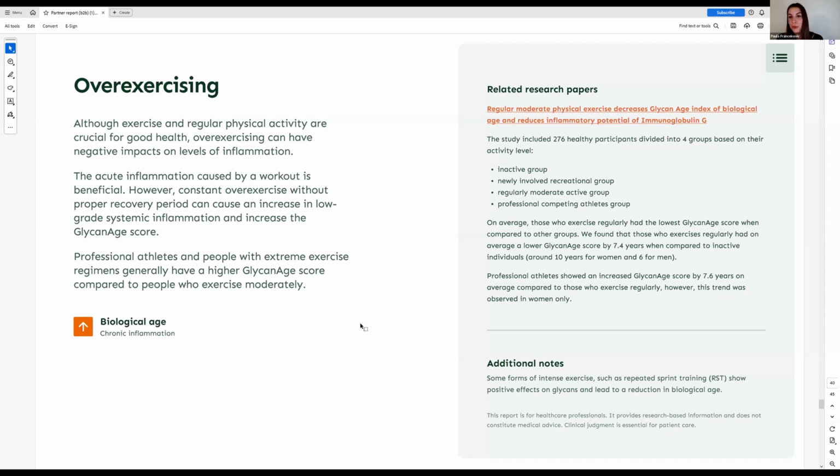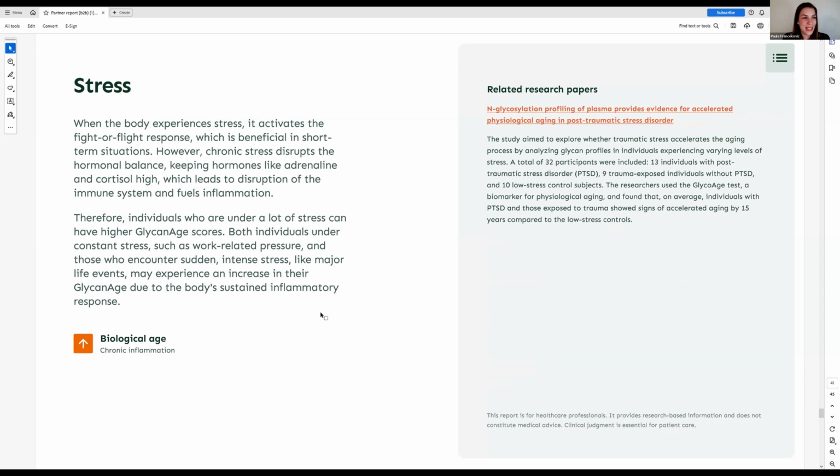I typically communicate it in a way that sets up an experimental period. If they reduce the exercise load, and focus on getting more recovery and better sleep quality for 3 months, we can measure the GlycanAge again and see if the parameters are improving. In most cases, they are. So the trust is increased in those situations.